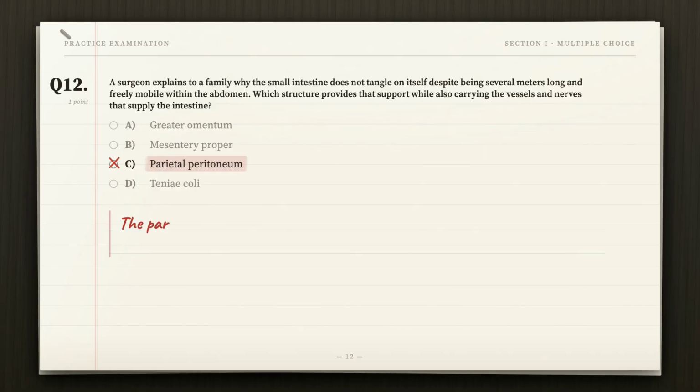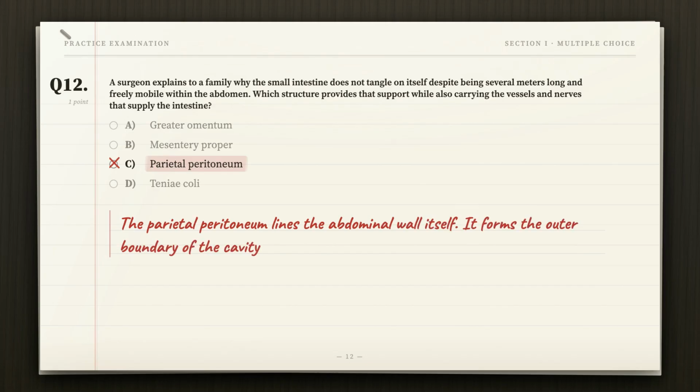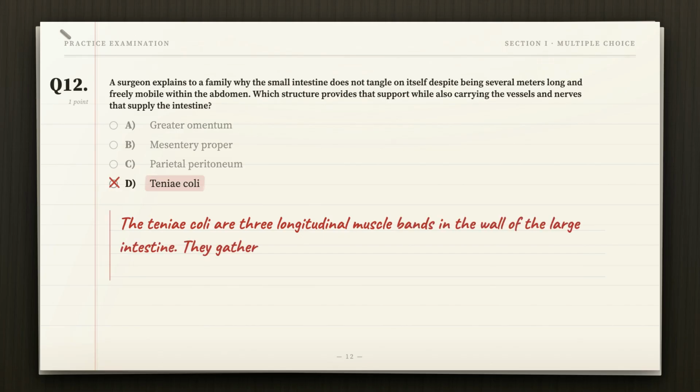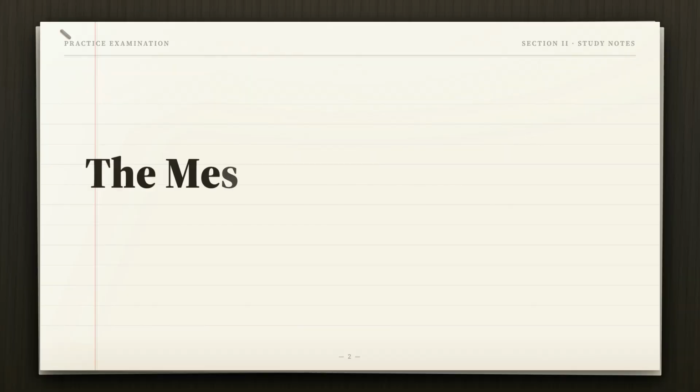C is wrong because the parietal peritoneum lines the abdominal wall itself. It forms the outer boundary of the cavity rather than suspending organs within it. D is wrong because the teniae coli are 3 longitudinal muscle bands in the wall of the large intestine. They gather the colon into haustra and have no role in suspending the small bowel.